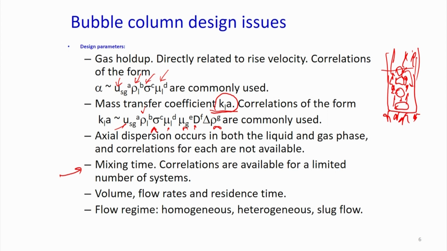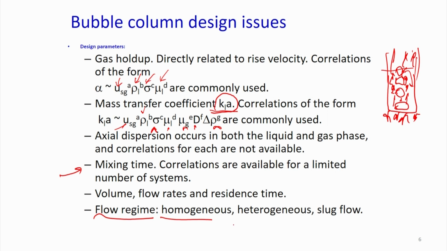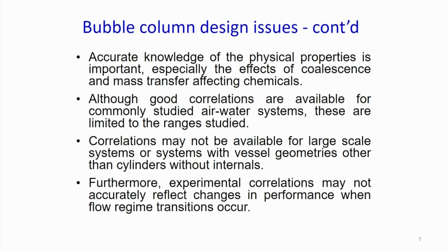Again, a lot of correlations are available for the mixing time calculations. Then volumetric flow rates and residence time of the bubble are also important: what is the residence time of the bubble inside, what is the flow rate you are operating, and another most important thing is which regime you are operating, whether homogeneous, heterogeneous, or slug. Generally most of the industry is operated in the heterogeneous regime. So these are the design parameters one requires to understand the bubble column.